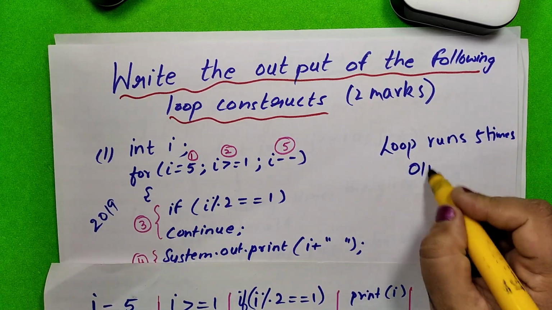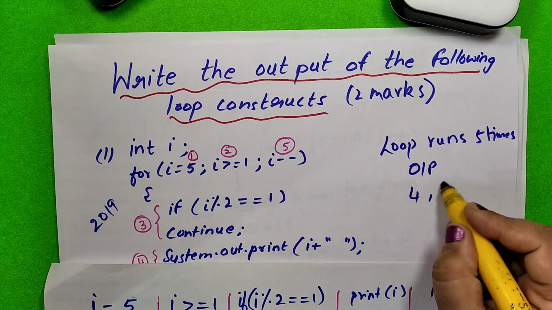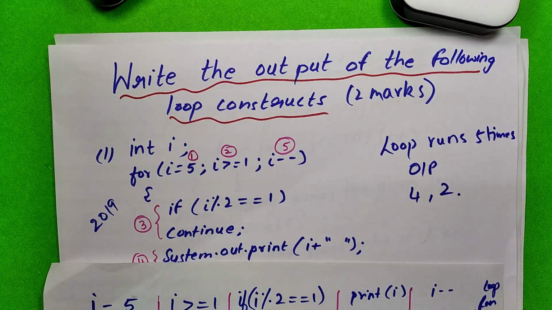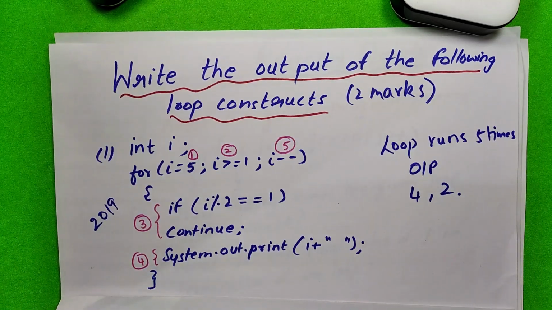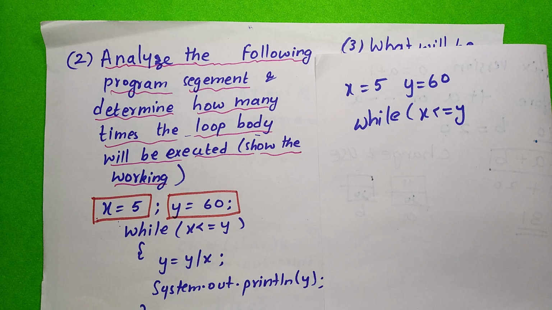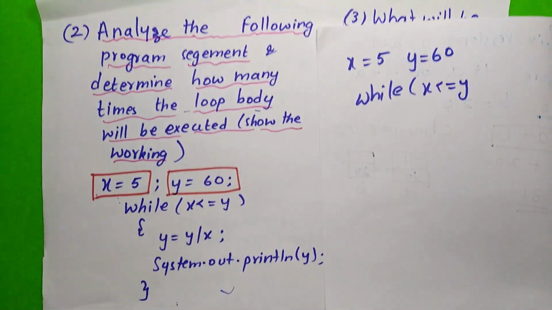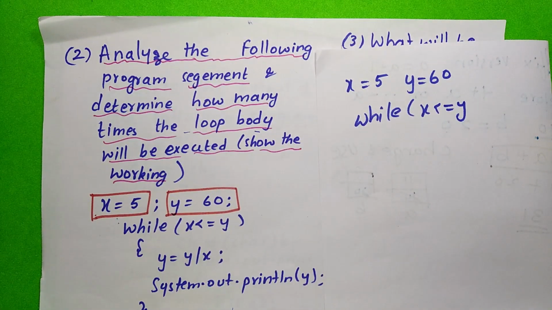And the output is what? You get it as 4 and 2. Okay, hope this is clear to you. Go to the next problem. Okay, now let us see.